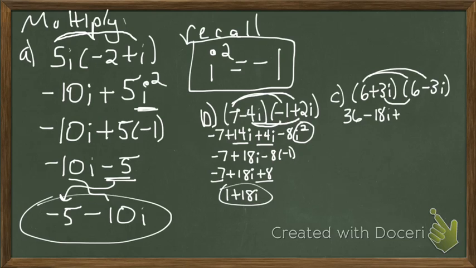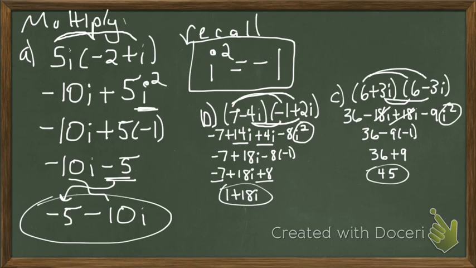3i times 6, positive 18i. 3i times negative 3, minus 9i squared. The middle terms cancel, and you're left with 36 minus 9i squared, which is really negative 1. So check this out. We get 36 plus 9, which is 45. The imaginary part completely went away.